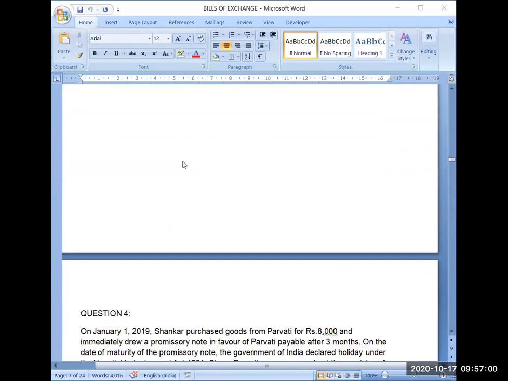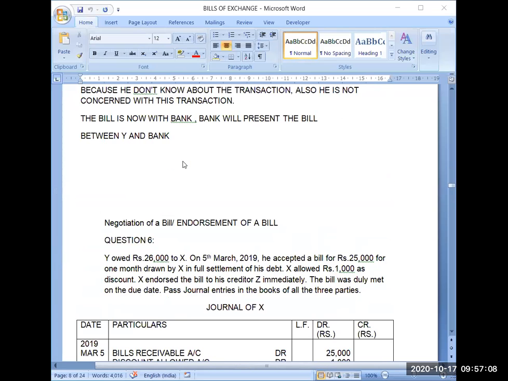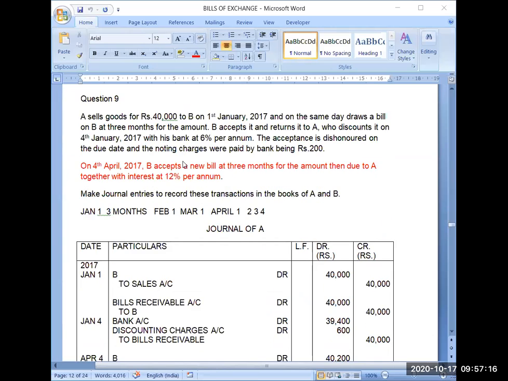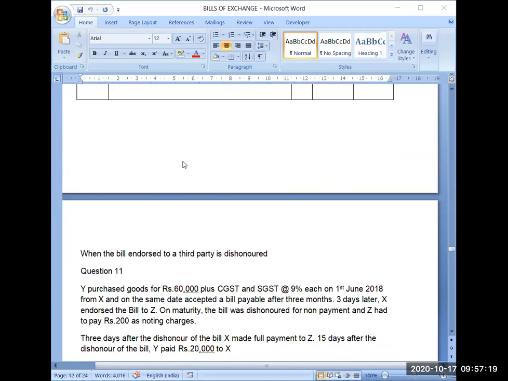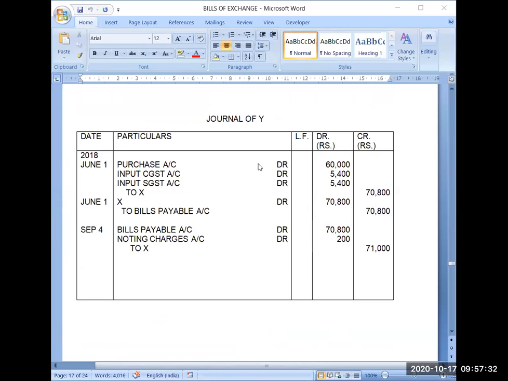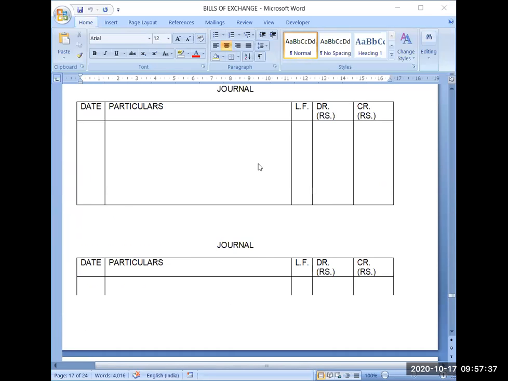in case of bill accepted by the drawee, then bill retained by the drawer, or bill discounted by the drawer, bill endorsed by the drawer, or bill sent for collection by the drawer. And then we have discussed the dishonor of the bill also for all these cases. Now see the next question.